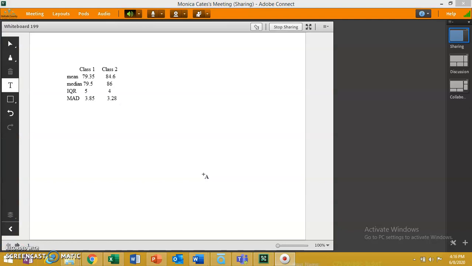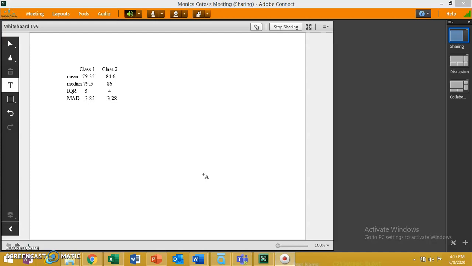Okay, so here are the values that we found. We found the mean for class 1 to be 79.35 and the mean for class 2 to be 84.6. The median for class 1 is 79.5 and the median for class 2 is 86. So it looks like class 2 on average has a higher mean and median. So they have higher averages. Students score higher on average in class 2.